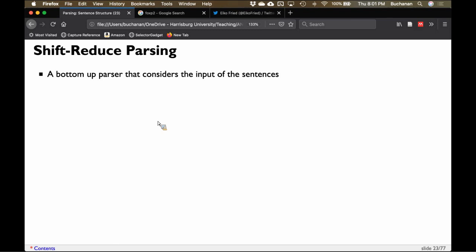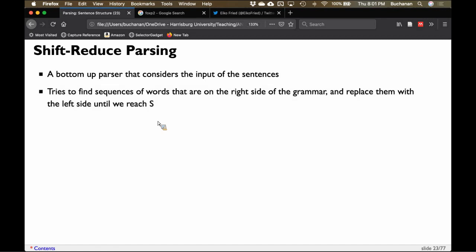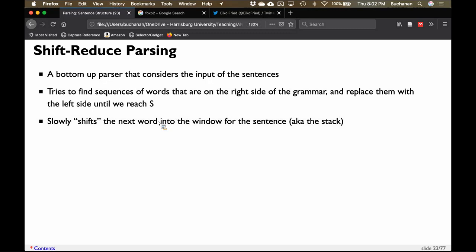This is considered a bottom-up parser because it takes in the words one at a time and pops if a pattern is matched. It reads in one word at a time, and if that word set combination matches one of your rules, it reduces those words into that rule. It continues reducing until it's stuck or done. You try to find the right side instead of the left side of that grammar and give it the left side label until you reach sentence or you break.